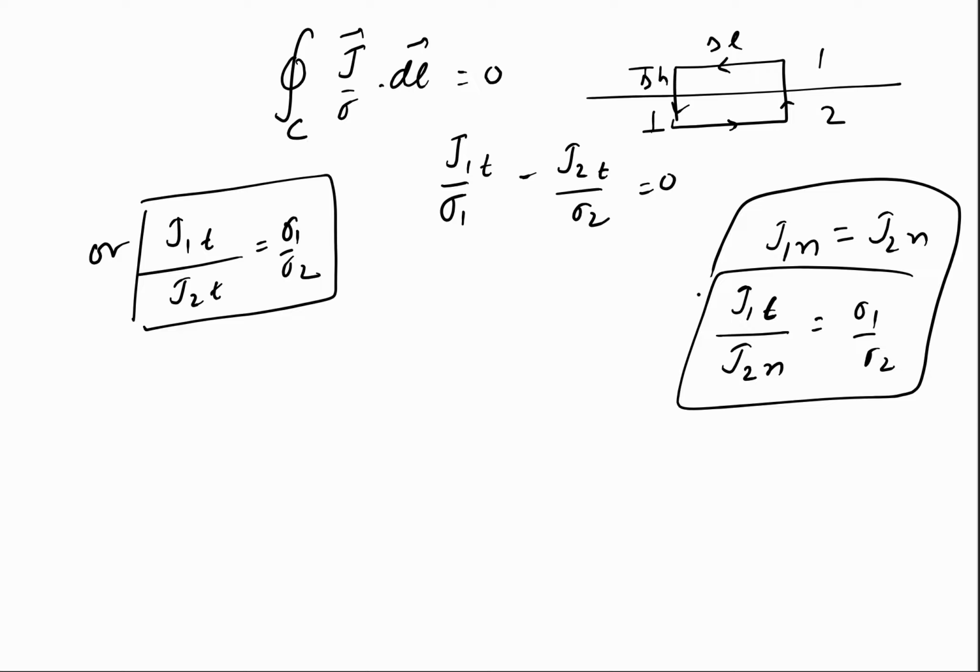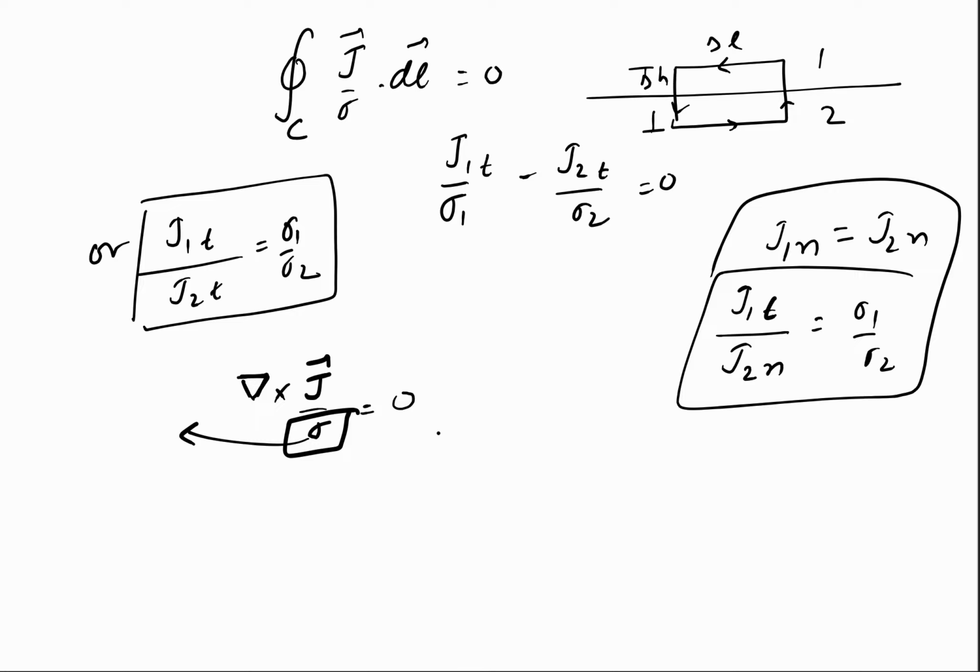Now we will try to find what happens in a case when the medium is homogeneous. So we have seen that del cross J by sigma is equal to 0. Now I can take this sigma out of this del operator if and only if this medium is homogeneous, that is, this sigma is independent of space coordinates.